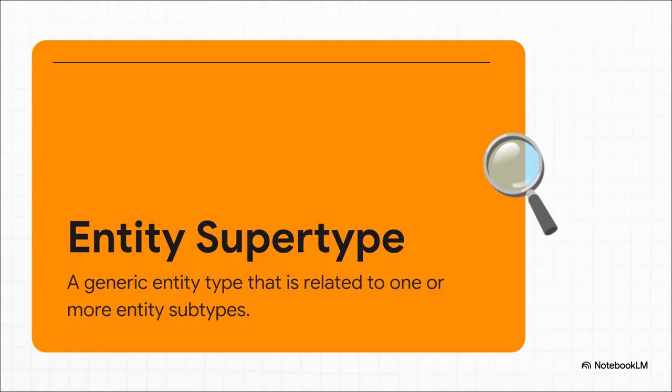So the first concept we need to get is something called an entity supertype. The best way to think of it is as the main, big drawer in our new filing cabinet. So for our example, we'd have a supertype called employee. This is where we're going to put all the information that is common to every single employee, like their name, employee number, hire date, all that good stuff.